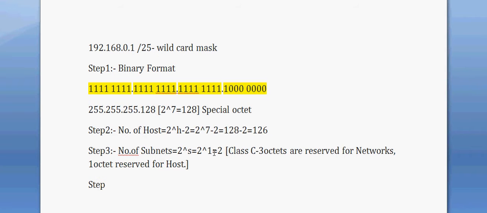So step 4 will be the block size. The block size formula will be 256 minus the special octet. What we got as the special octet from step 1 is nothing but 128. So the block size will be 128.